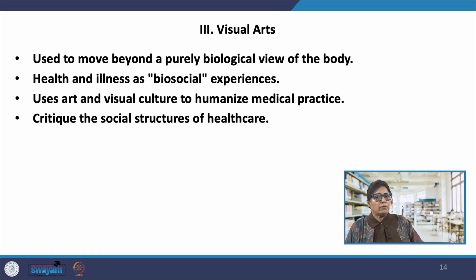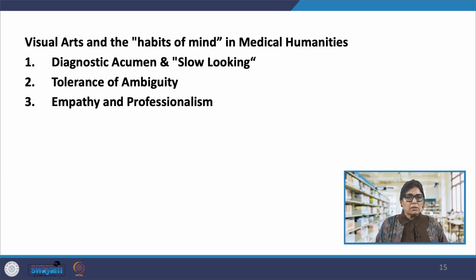This field, often called visual medical humanities, uses art and visual culture to humanize medical practice and critique the social structure of healthcare. Visual arts are integrated into medical and health training to develop specific professional habits of mind. These include, one, diagnostic acumen and slow looking.